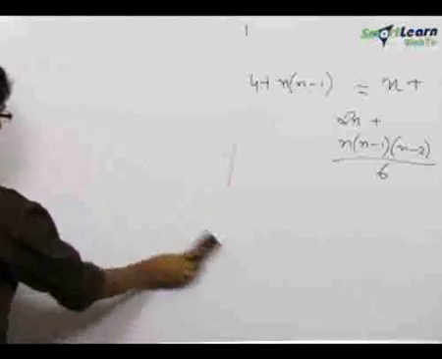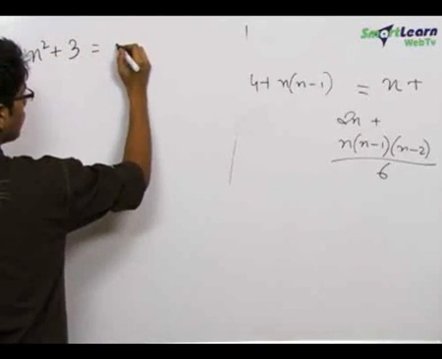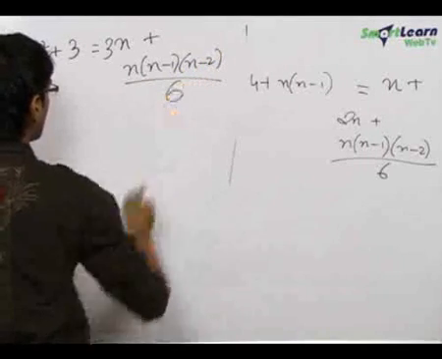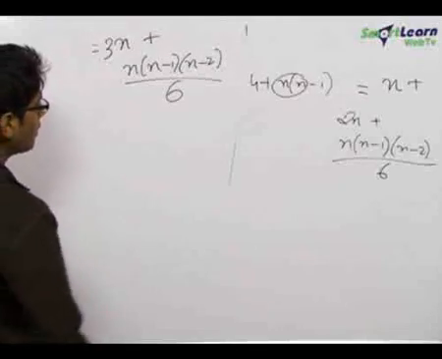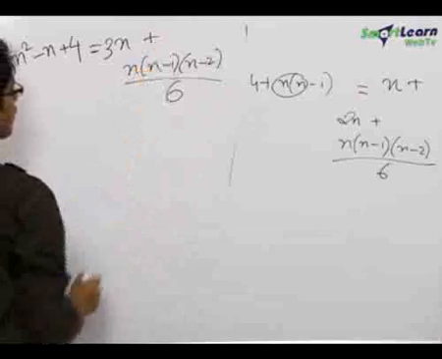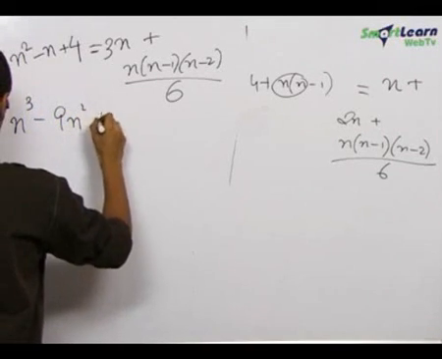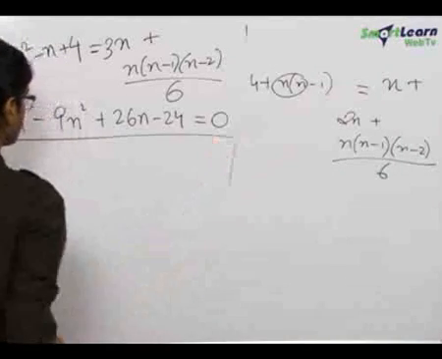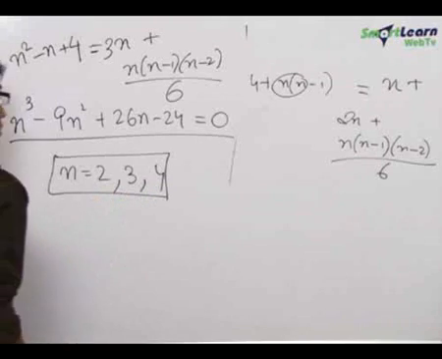So now we can very clearly see we have got an equation in n. Sorry, by mistake I wrote n² + 3, actually it was n² − n + 4, and this is equal to 3n + n(n − 1)(n − 2)/6. On simplifying we get the cubic n³ − 9n² + 26n − 24 = 0, and on solving this cubic we get n equals 2, 3 and 4, which is our final answer.